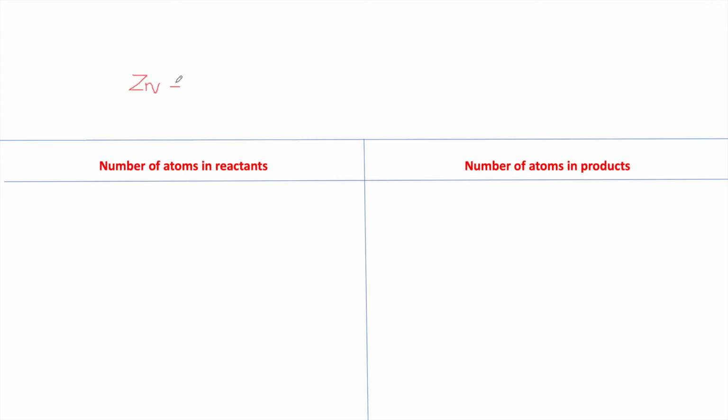Zn, zinc, and H2SO4, sulfuric acid, react together to form zinc sulfate and hydrogen. Okay, this is our equation. Now I am going to write the types of atoms: zinc, hydrogen, sulfur, oxygen. On the product side also the same atoms will be there: zinc, hydrogen, sulfur, oxygen. Always give the same order for the atoms. It will be easier to balance the equation.